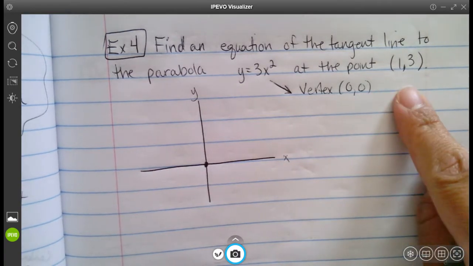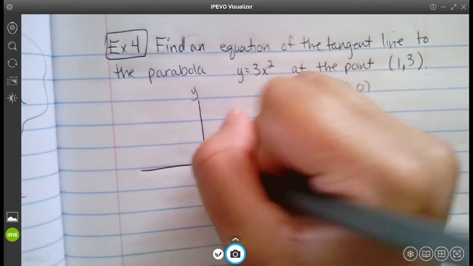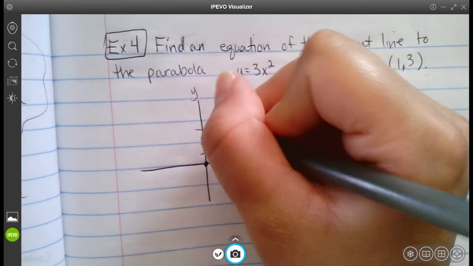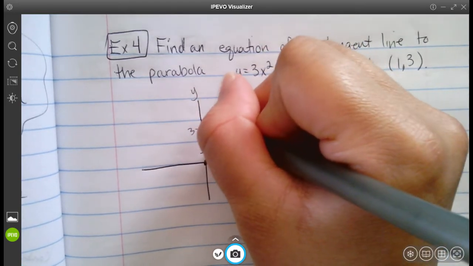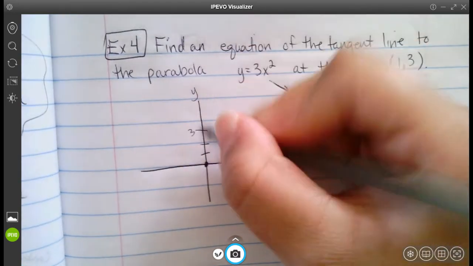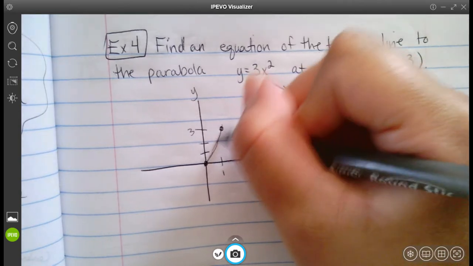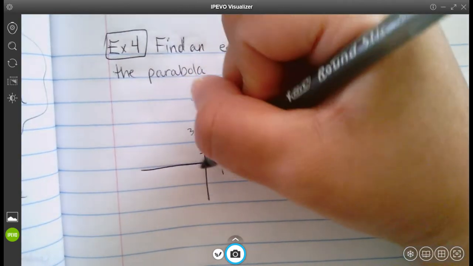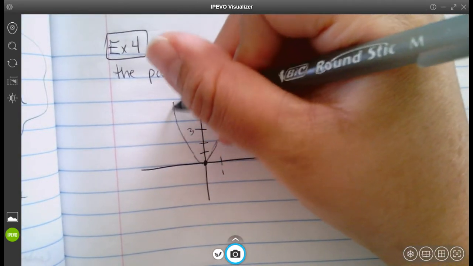I also know that there's a point (1, 3). So 1, then 1, 2, 3. So there's my second point, and the parabola probably does something like that, since those are my other points.